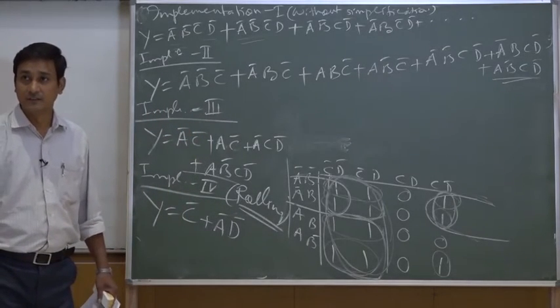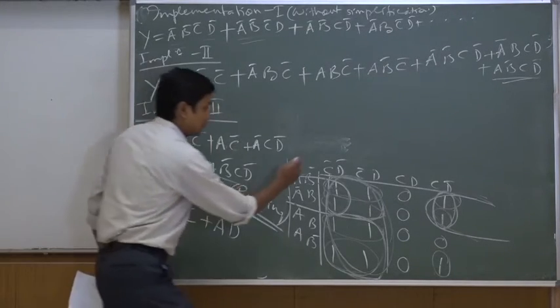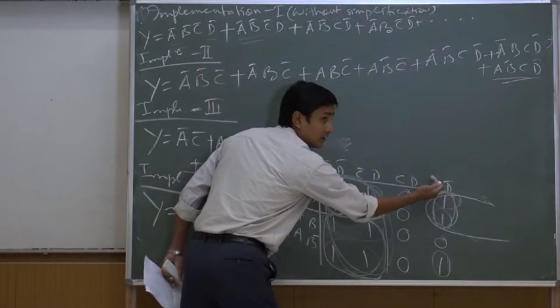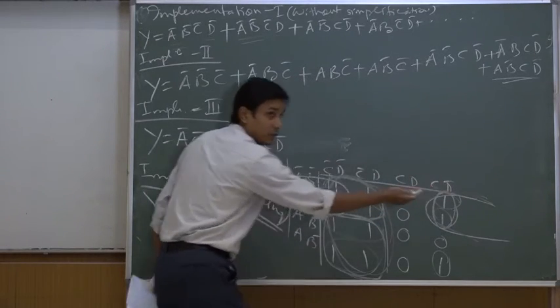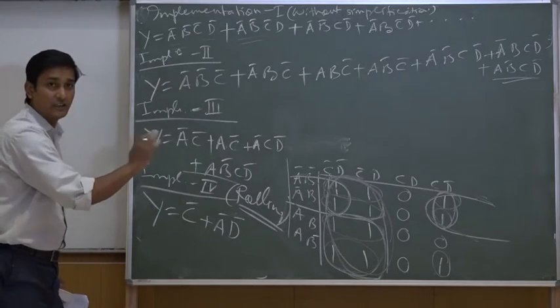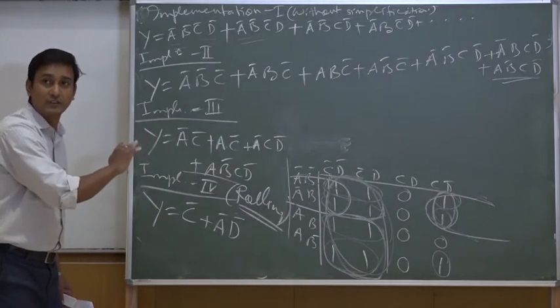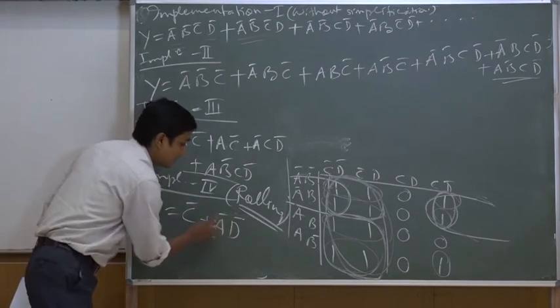Is it not? C bar, C, but D bar is common for both. So only C is complemented relative to the other. So you could write only A bar, D bar.